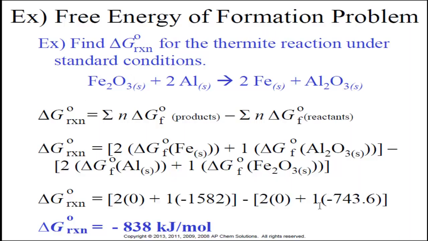Aluminum is going to have a value of 0, and then iron oxide will have a value of negative 743.6. So when we plug all of this in and solve it, we get a negative 838 kilojoules per mole. Because our delta G is negative, this is a thermodynamically favored process.